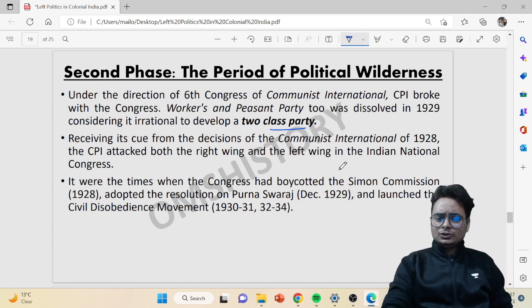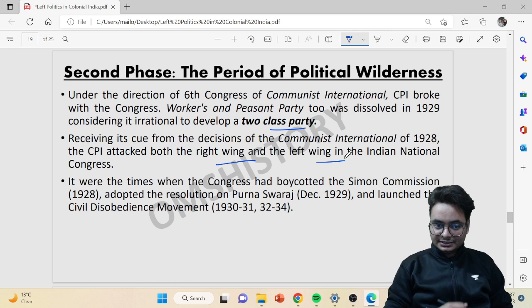Anyway, receiving its cue from the decision of the Communist International of 1928, the CPI also attacked both the right wing and the left wing in the Indian National Congress. And it was also the time period when the Congress had boycotted the Simon Commission, adopted the resolution on Purna Swaraj, and launched the civil disobedience movement.